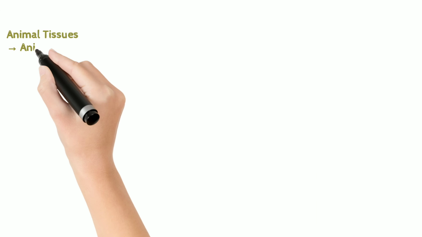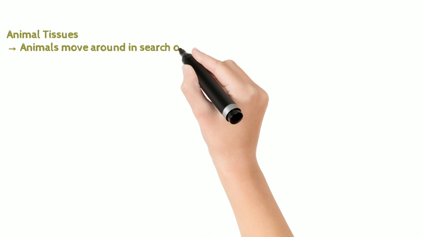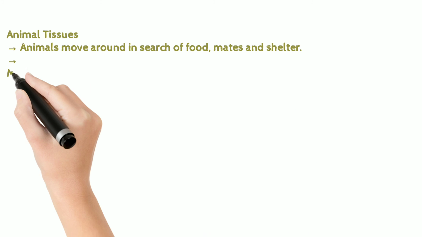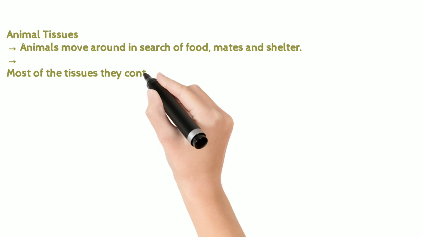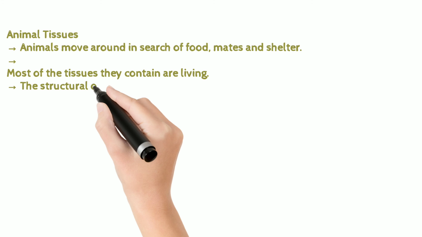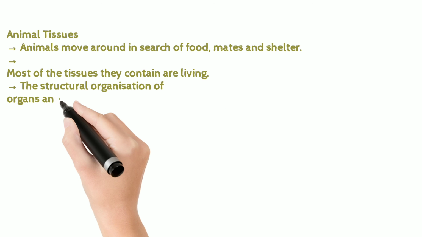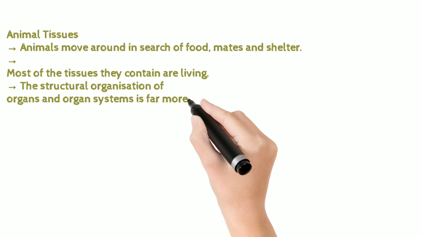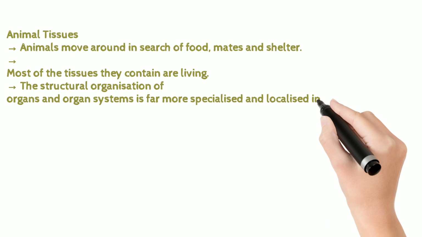Animal tissues. Animals move around in search of food, mates and shelter. Most of the tissues they contain are living. The structural organization of organs and organ systems is far more specialized and localized in animals than in plants.